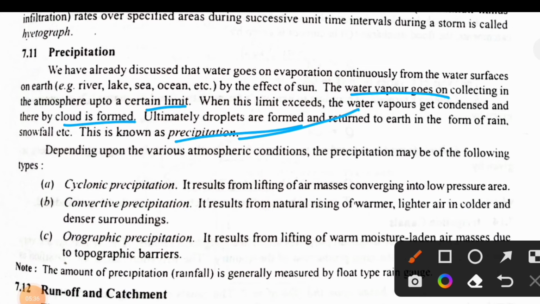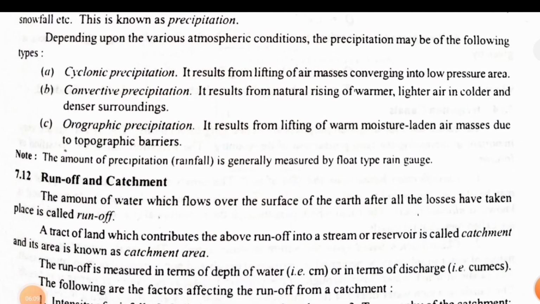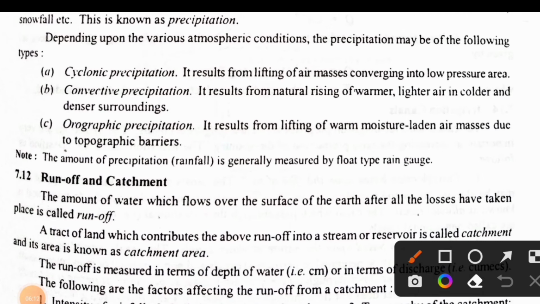Depending upon the various atmospheric conditions, the precipitation may be of following types: cyclonic precipitation, convective precipitation, orographic precipitation, etc. An important question: the amount of precipitation is generally measured by float type rain gauge.